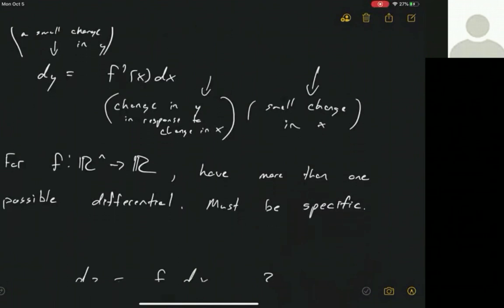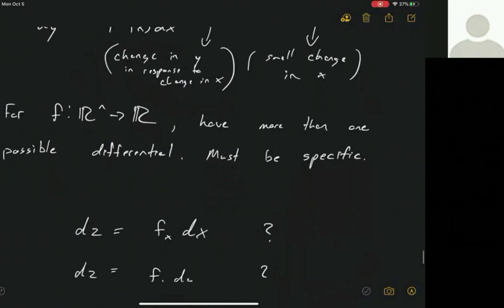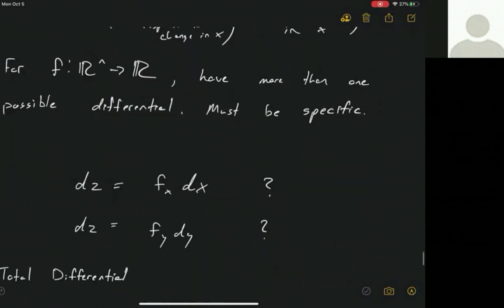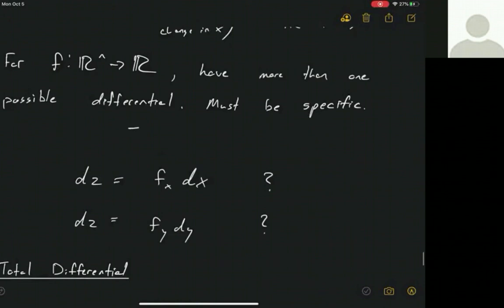So that's for a single variable. Now for multivariable functions, it's a little bit more complicated, but it's pretty straightforward. Okay. So let's say I have z is equal to a function of x and y. Now, I can't necessarily write change in z as just a change in x times its derivative, because my change in z depends on both change in x and change in y.